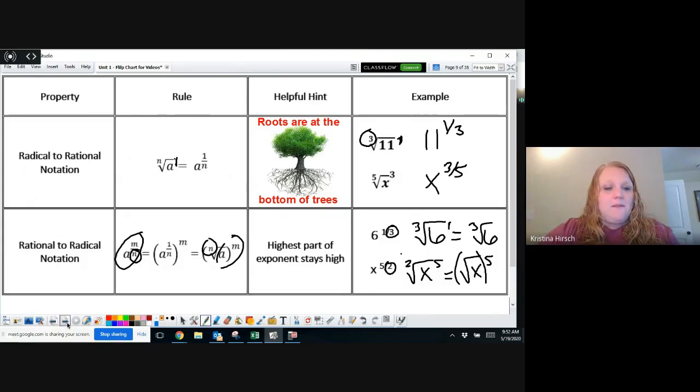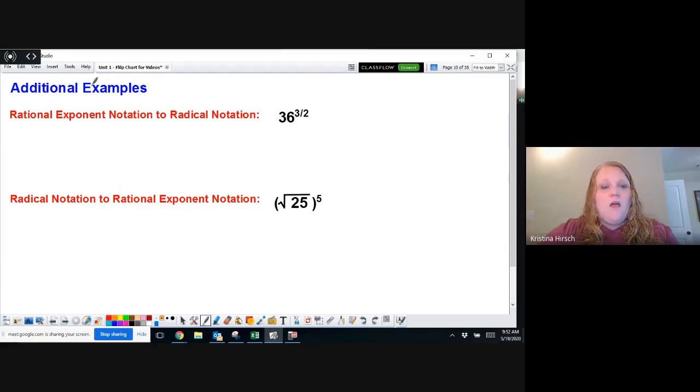So you have some practice problems to do as well, but I wanted to give you a couple of extra examples before you do that, all right? So this one is in rational exponent notation. If I convert that to radical notation, just as a quick review again, this is my root because it's at the denominator. So I'm going to have the square root of 36 to the third power.